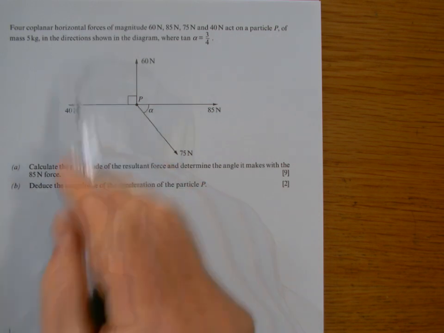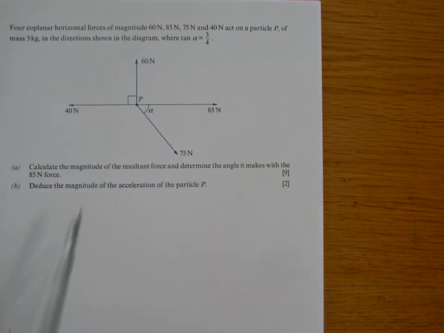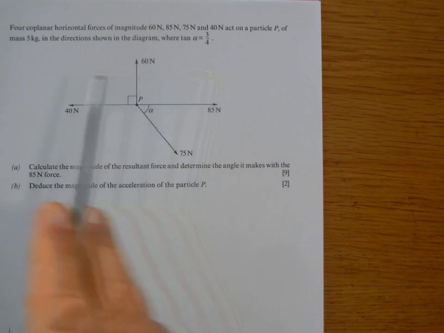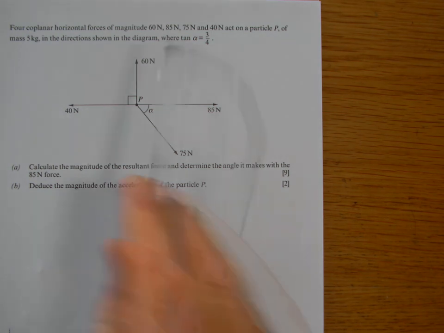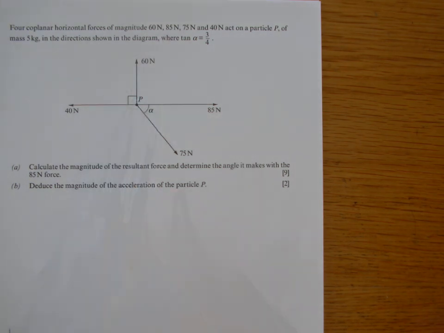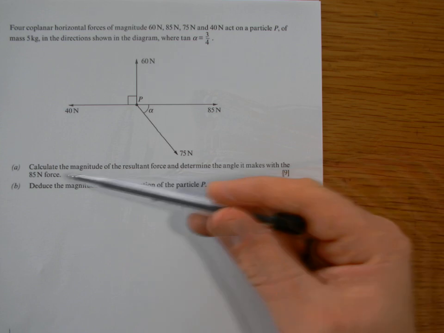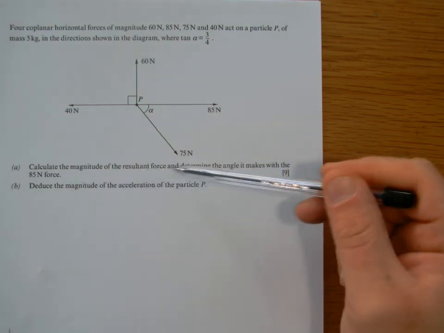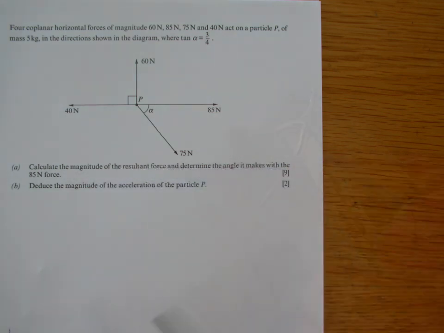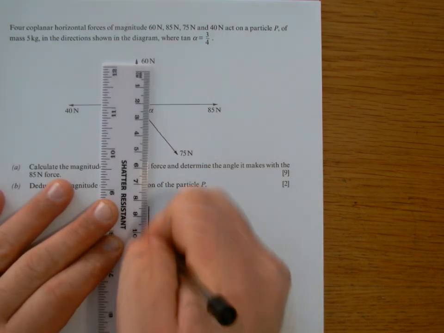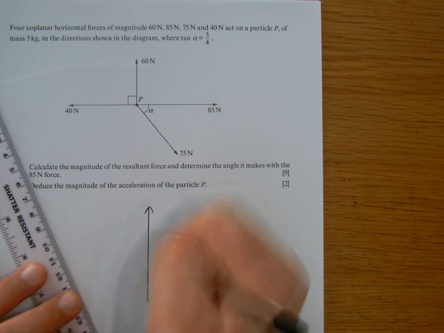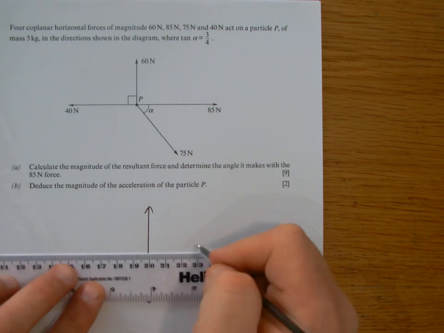Okay, so we've got these four coplanar forces of different magnitudes acting on a particle P, and the particle P has mass 5 kilograms, in the directions shown. So we need to find the magnitude of the resultant force and determine the angle it makes with the 85 Newton force. So first things first, we're going to resolve forces in the x and y direction. Okay, so we do our cross.